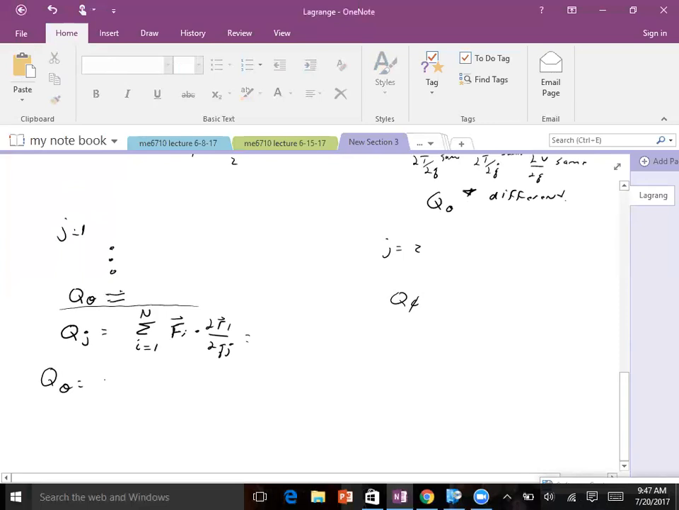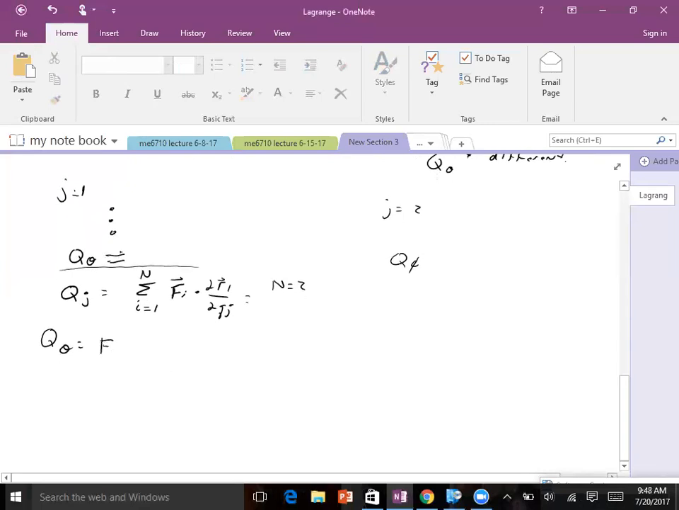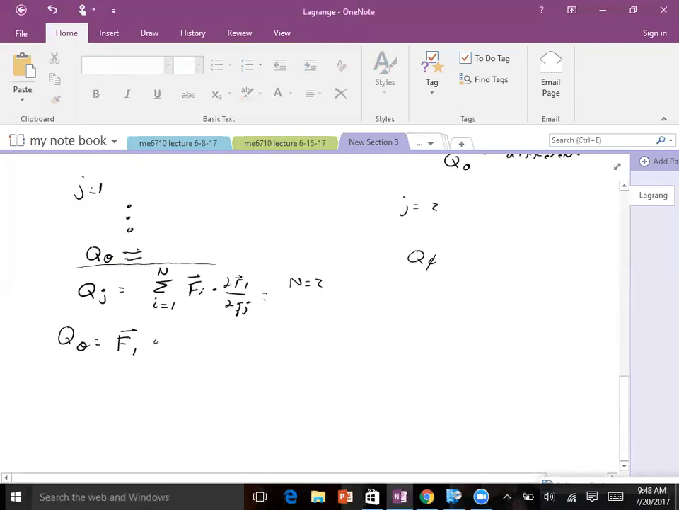I've got to have the force, well, remember, I've got two bodies, right? N is two here. So for Q theta, I'm going to have the force on body one dotted with the partial of, oh, by the way, that was meant to be an I. The partial of the vector going out to body one with respect to Q J, which is theta. Then I need the force acting on body two dotted with the partial of the vector going out to body two with respect to theta. And when I go to Q phi, it's going to be the force on body one dotted with the partial of R on body one with respect to phi plus force on body two dotted with the partial of R on body two with respect to phi.